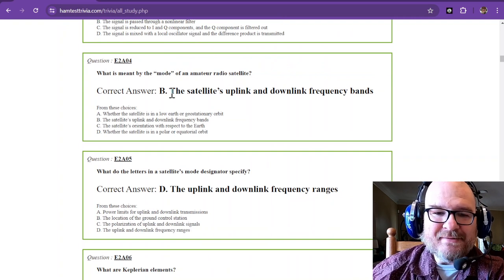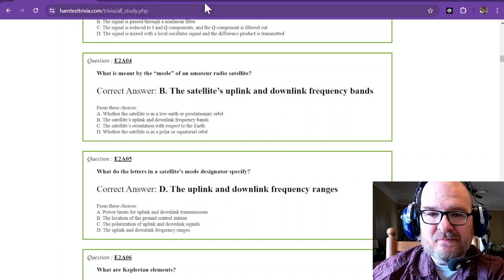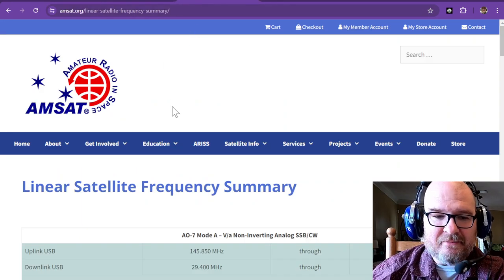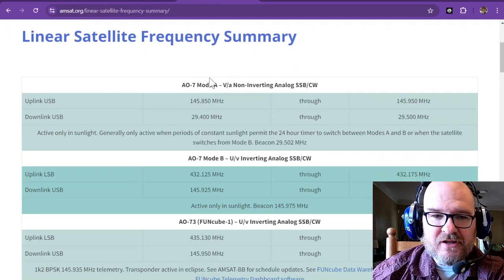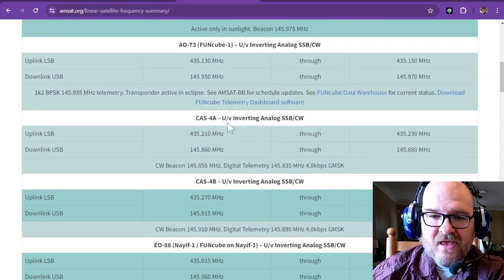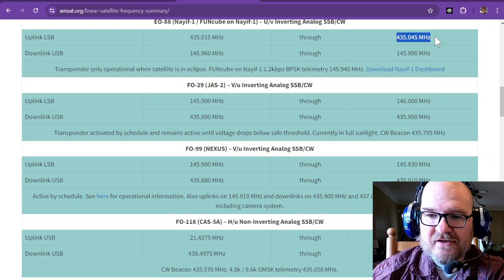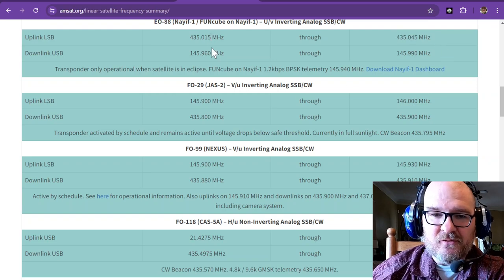What is meant by mode of an amateur radio satellite? And that is the satellite's uplink and downlink frequency bands. So you can go to AMSAT and you can look at all of the modes and the frequencies that these satellites operate from. And they even include some Doppler shift. So you can see right here, there's about a 30 kilohertz Doppler shift throughout the pass.